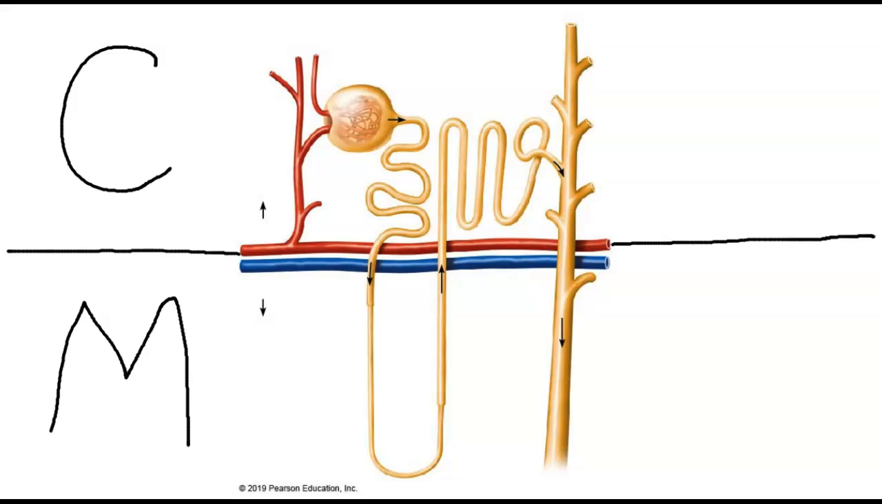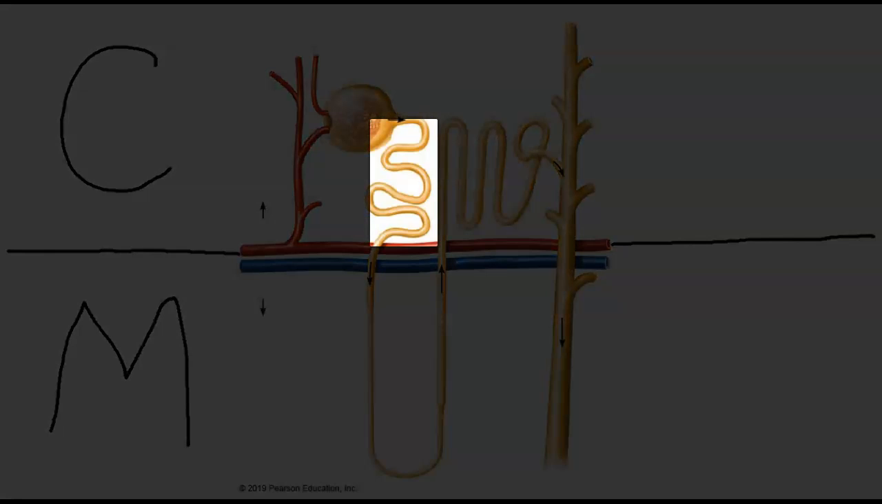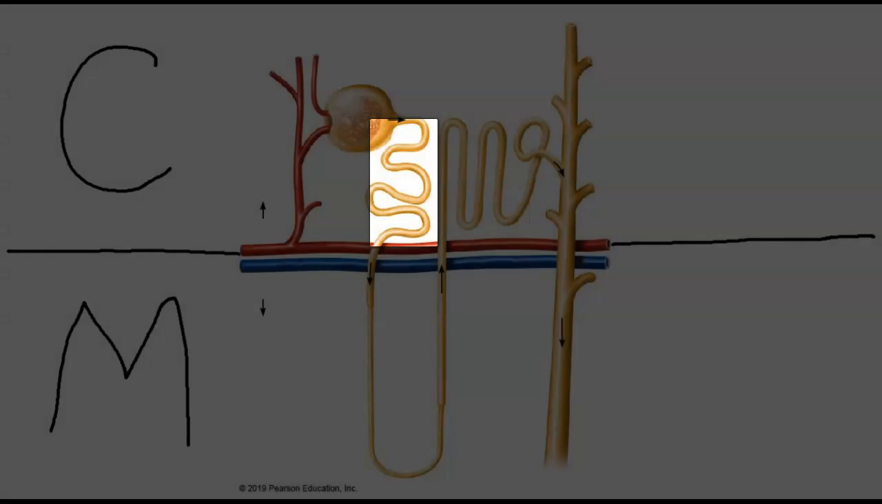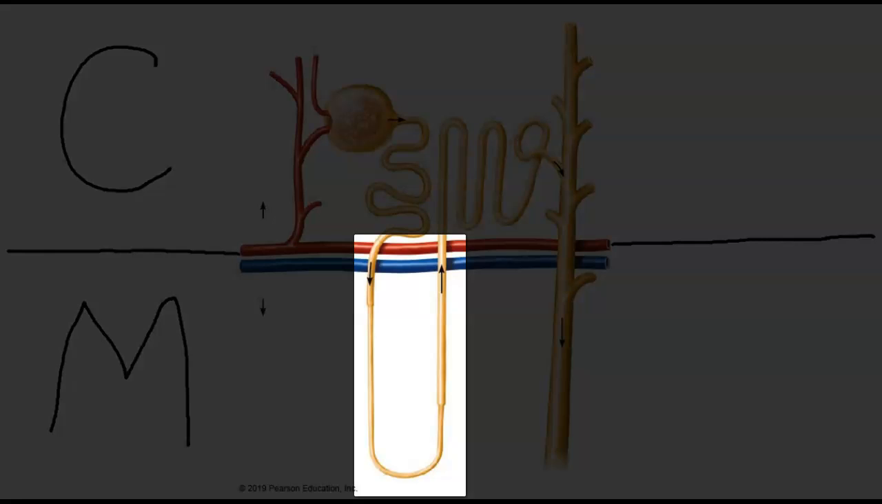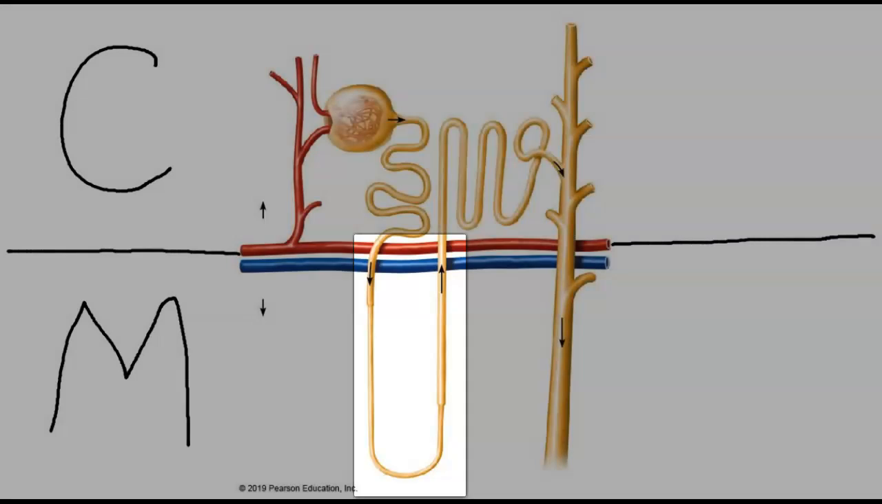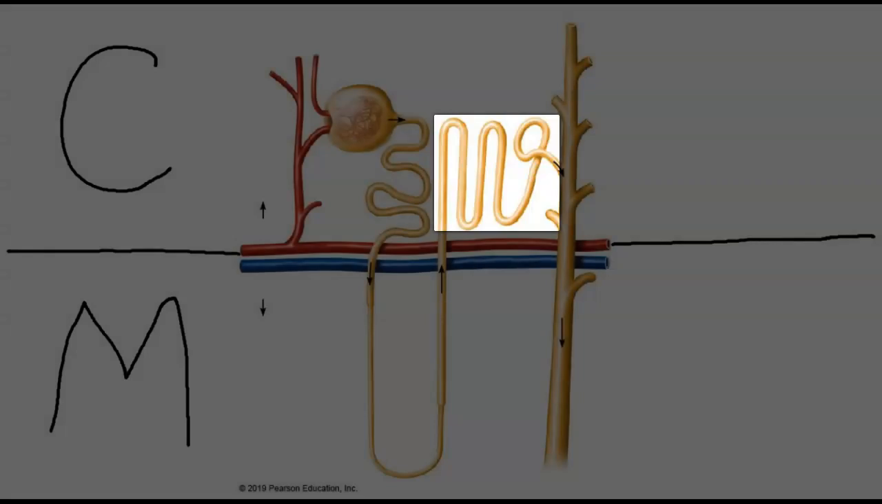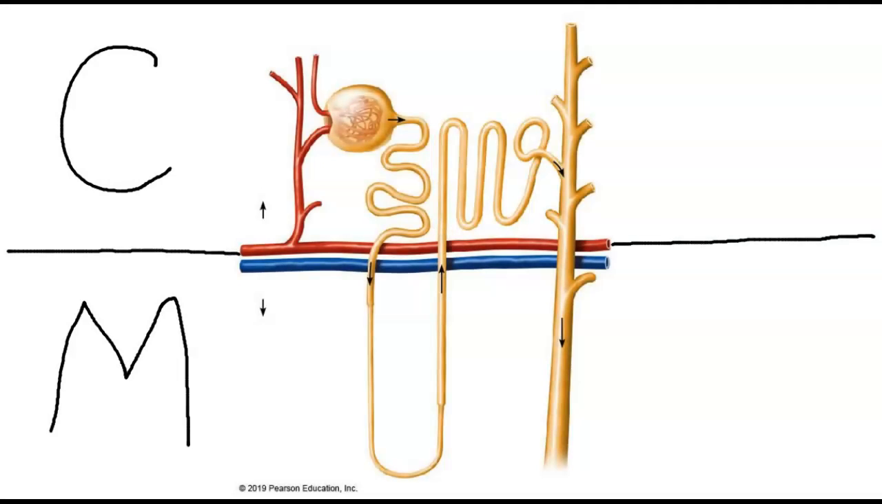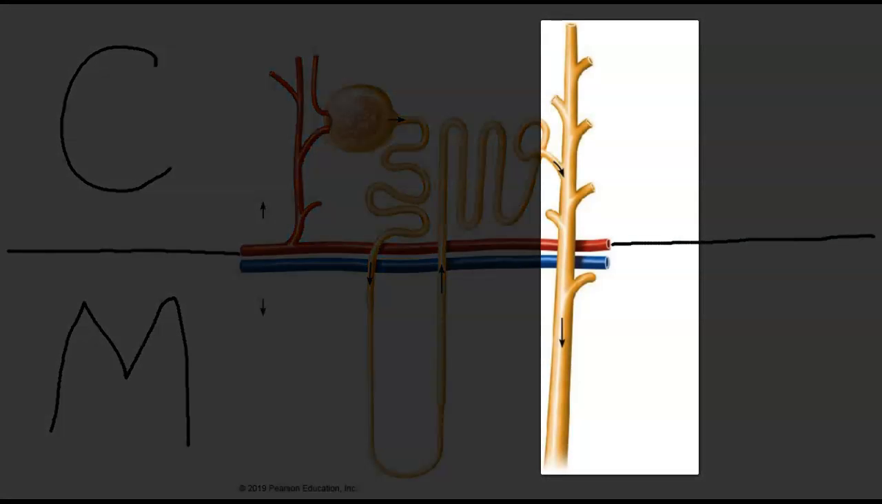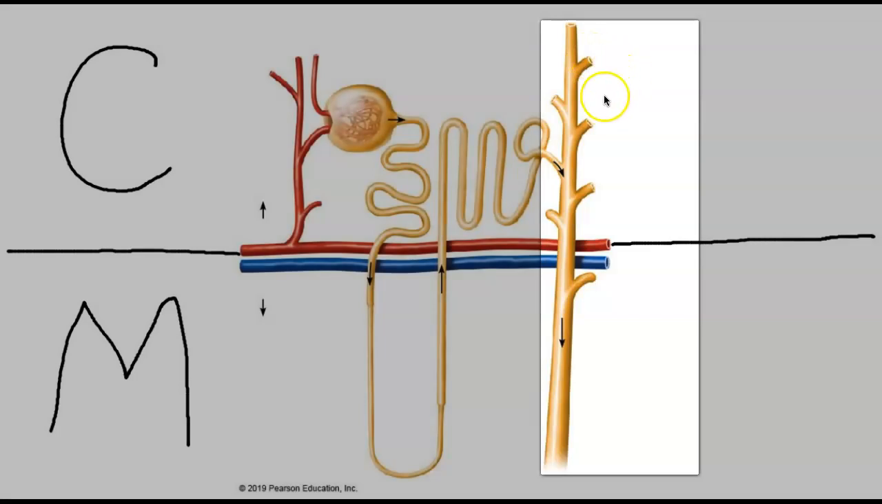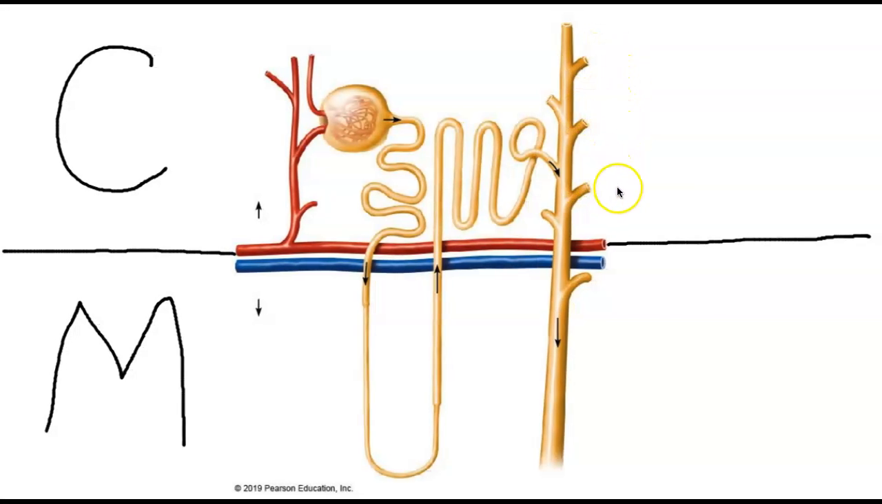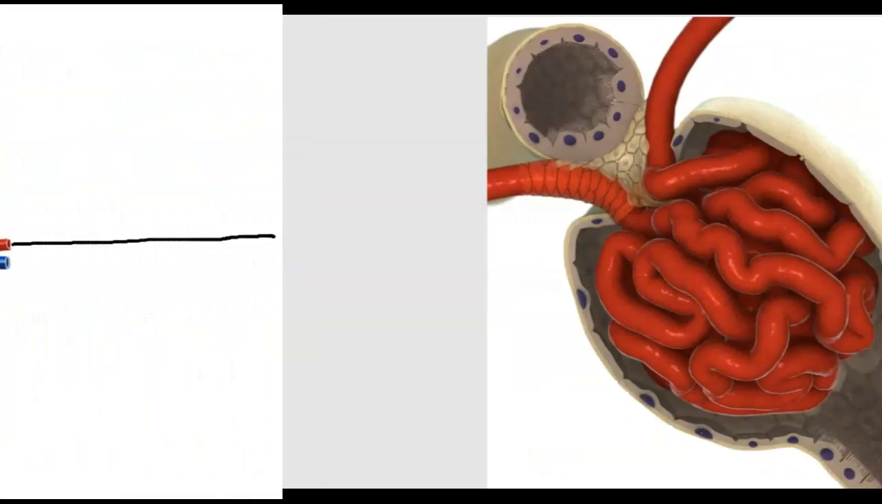The renal tubule is made up of the proximal convoluted tubule. That's the portion that's closest to Bowman's capsule. That leads into the loop of Henle. The loop of Henle leads into the distal convoluted tubule. And then the distal convoluted tubule plugs into something called a collecting duct. And as you can see here, the collecting duct collects urine being produced from many different nephrons.